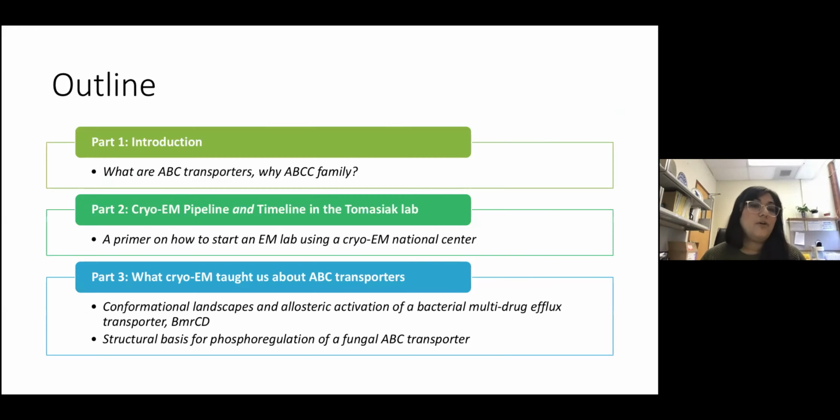So our focus really is on the ABC transporter family in the context of this talk. And so I'm going to introduce why we study ABC transporters and why specifically ABCC. And I'm going to follow that up by a little primer, which I think would be helpful for some of you here who are interested in learning about how to use PNCC resources to set up a functional lab in somewhat of a cryo-EM desert. So that's where we are.